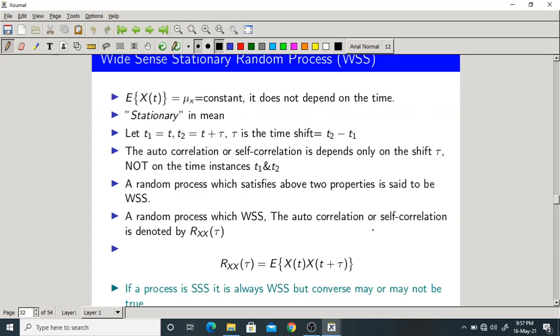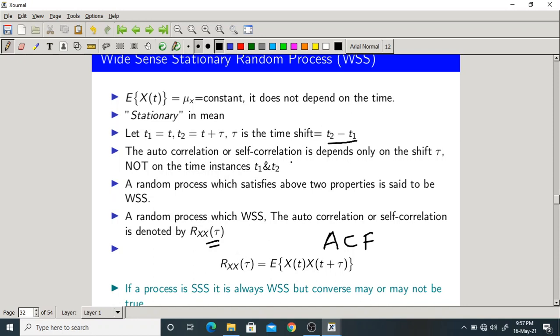In the last class we have seen two types of random processes: strict sense stationary (SSS), and wide sense stationary (WSS). Now this is the autocorrelation function of a WSS process. It depends upon the time difference or time shift tau. What is tau? It is T2 minus T1, or you can also write T1 minus T2.